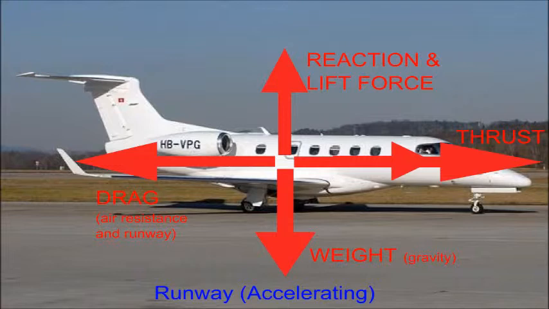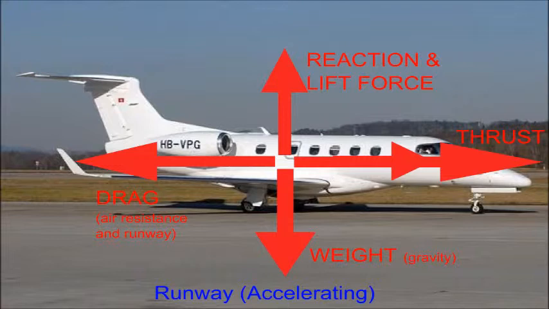Since the plane is on the ground, there are two frictional forces acting on the plane: air resistance and the friction between the plane tires and the runway. As the plane moves forward, a lift force acting upwards is generated from air moving over the plane's wings. The plane also has another upward force acting on it, the reaction force of the plane's weight acting against the ground.